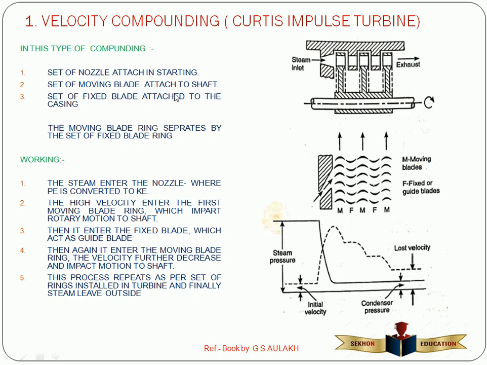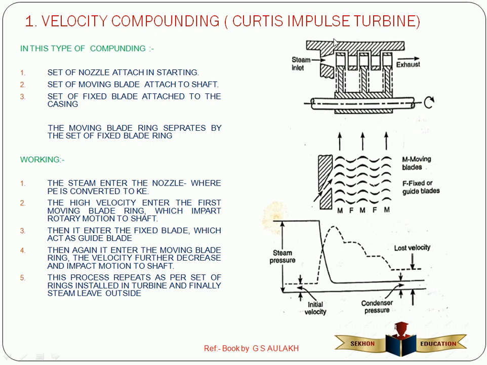Set of moving blades. This set of moving blades is fixed with the shaft, the main shaft of the turbine. That means when the shaft rotates or when the moving blades rotate, they are both coupled with each other, meaning if one moves then the other also moves. Then third is the fixed blades, which are attached to the casing.